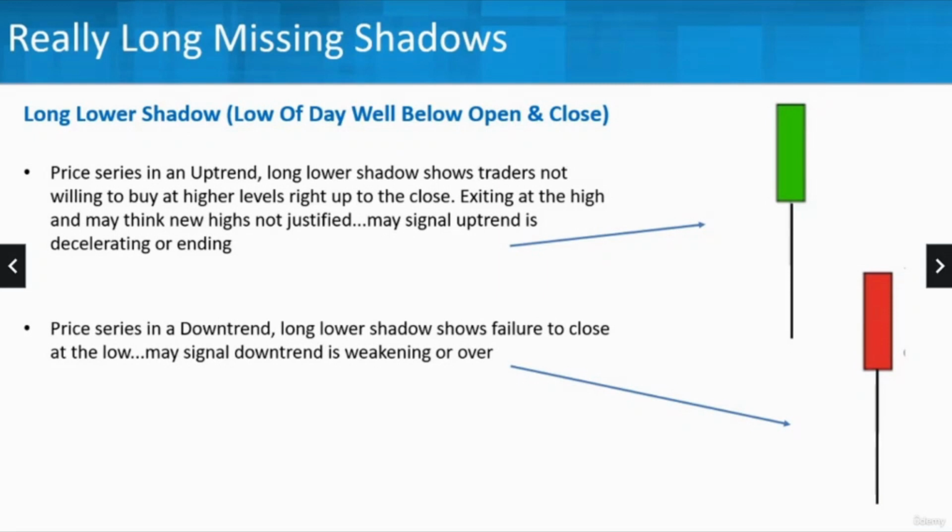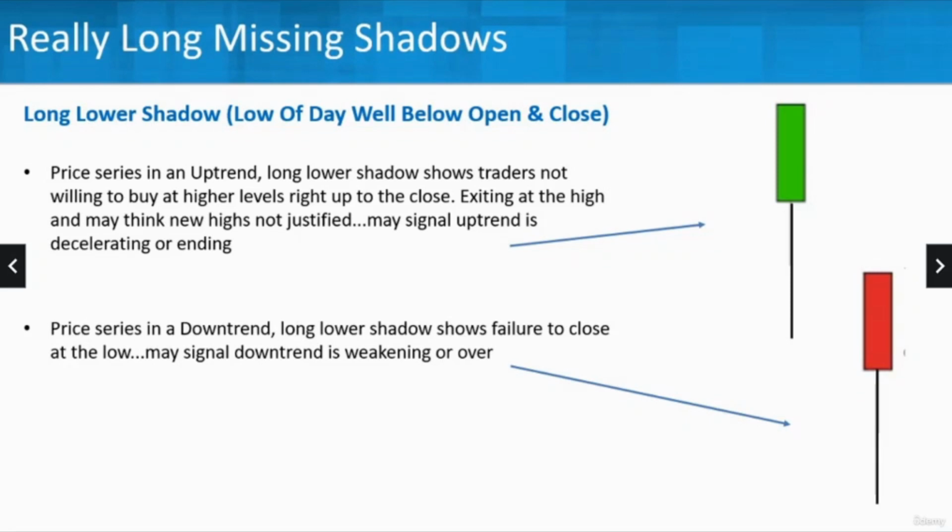Remember, it's a long wick you're looking for, not just a normal wick. It's got to be longer than the real body. So if prices are in an uptrend, we would know that because it's a green real body. The long lower shadow shows that traders are not willing to buy at higher levels right up to the close. They're exiting at the high, and they may think new highs are not justified. So it may signal that the uptrend is decelerating, it's not as strong, or it may even signal that it's ending, so you want to watch that closely.